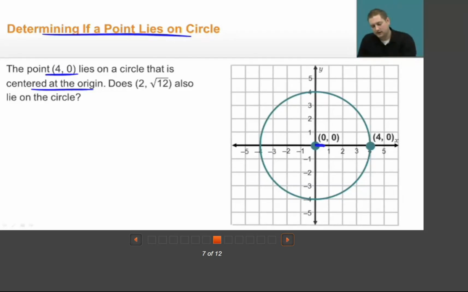So based on here, if I drew a radius from the center of my circle to that point, 4, 0, I could see that the radius is 4 units long. Because it's just a horizontal distance, I just counted that up. So radius equals 4 units.